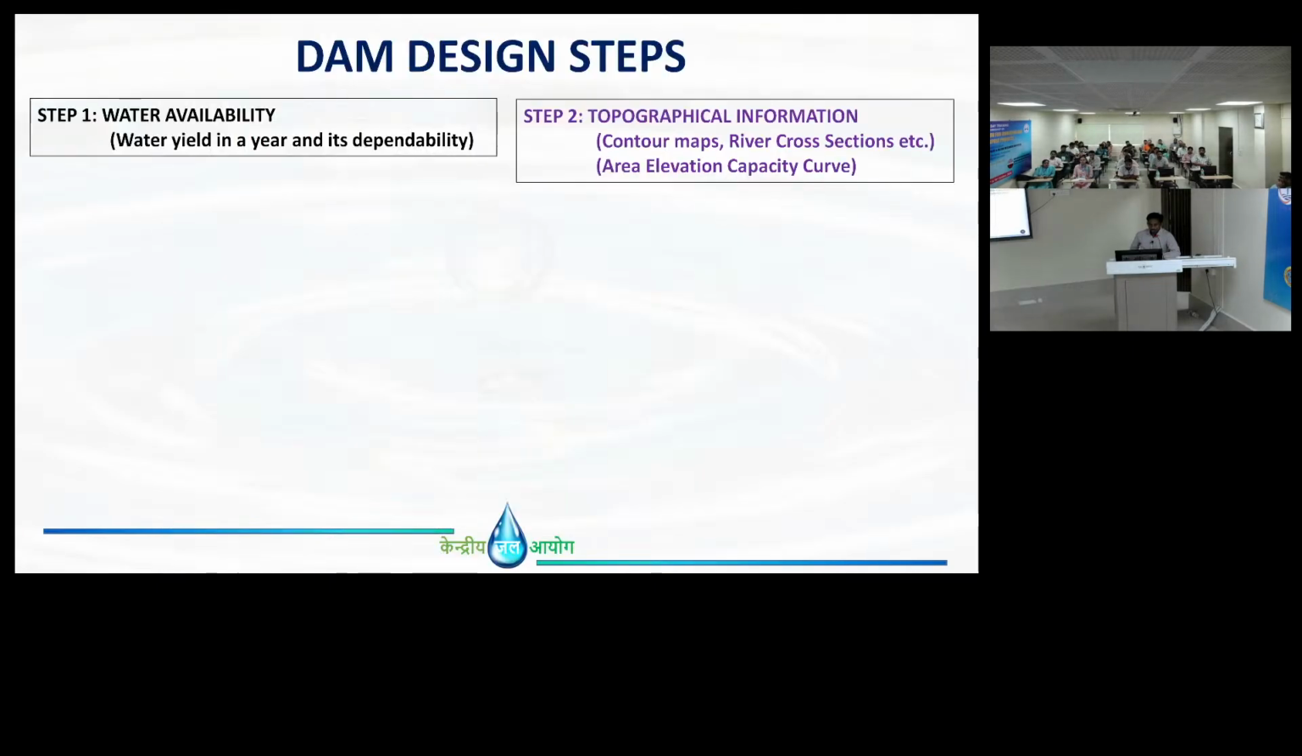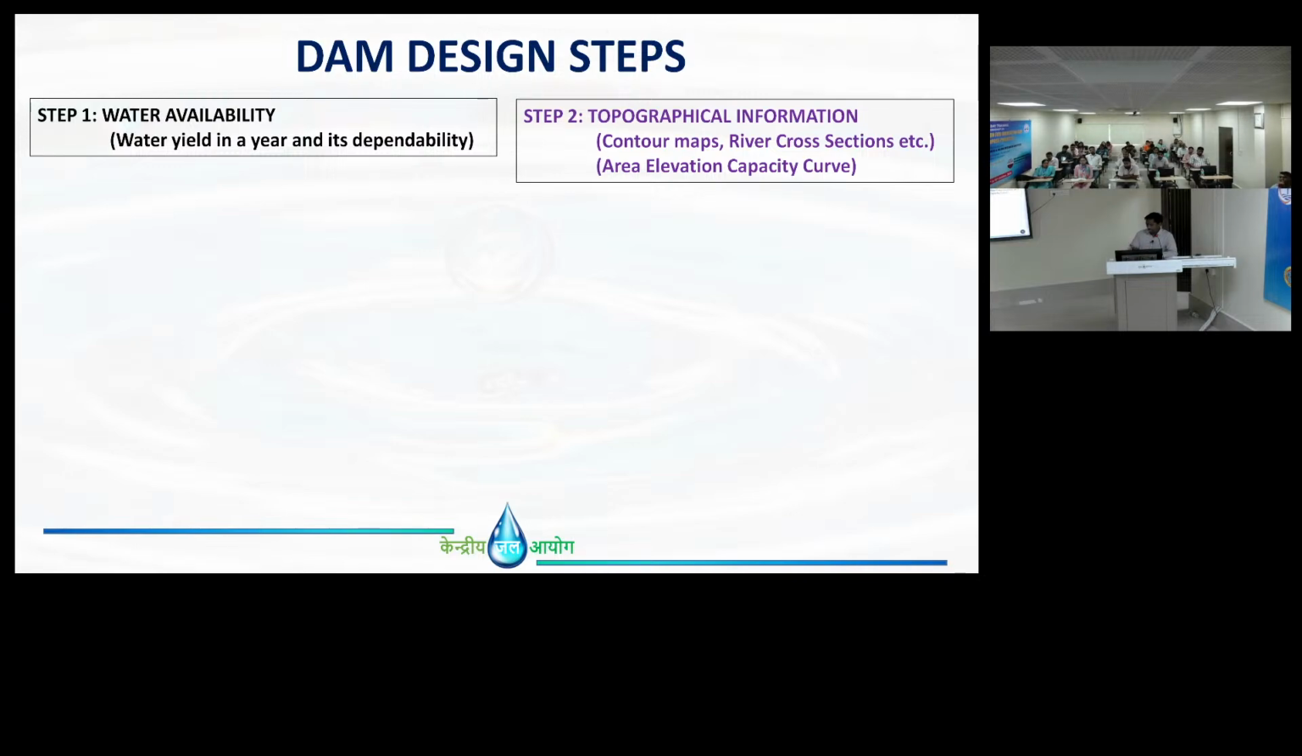So first we have collected our water availability. Next step is topographical information. So generally how do we collect topographical information? Survey. And what will be the instruments? How do we collect the topographical information using different instruments? Total station. Drones. Okay. So it's a site activity.